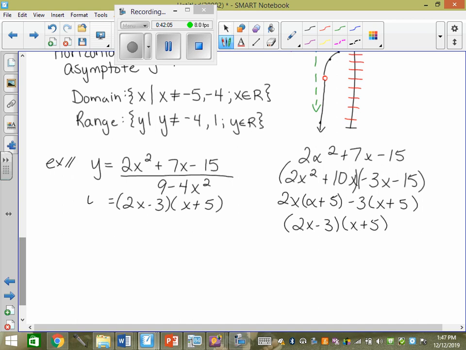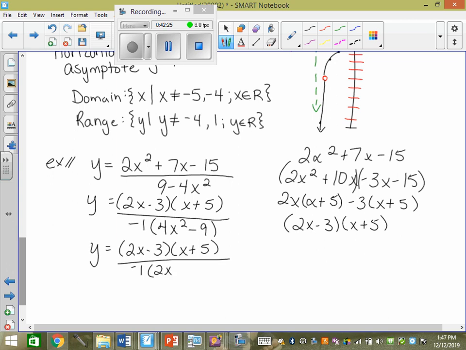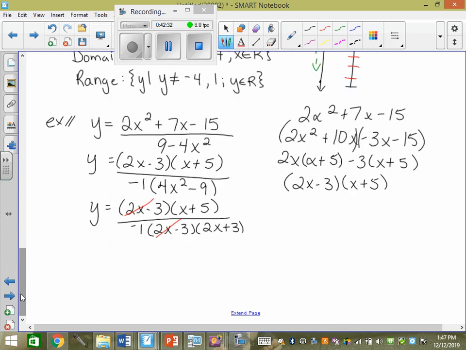If I do my denominator in the form it is right now, I'd get (3 minus 2x)(3 plus 2x), but I need 2x minus 3, 2x plus 3. So if I take a -1 out, then I can go 4x squared minus 9 and get the proper order. So I'm going to get (2x minus 3)(x plus 5) over -1 times (2x minus 3)(2x plus 3). So these ones cancel, and when those cancel, I get a point of discontinuity there. So 2x minus 3 equals 0, 2x equals 3, x equals 3 halves.